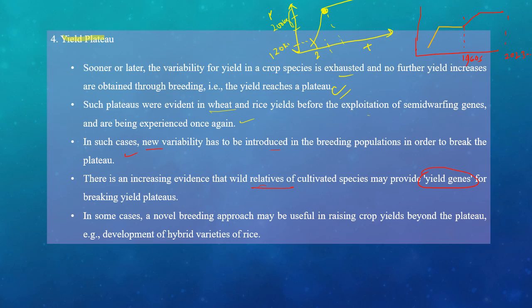If we get some yield genes, then we will again experience a huge increase in the crop yield. In some cases, novel breeding approaches must be useful, like the development of hybrid varieties in rice, which we have discussed, which is actually the method by which breeding procedures are progressing.